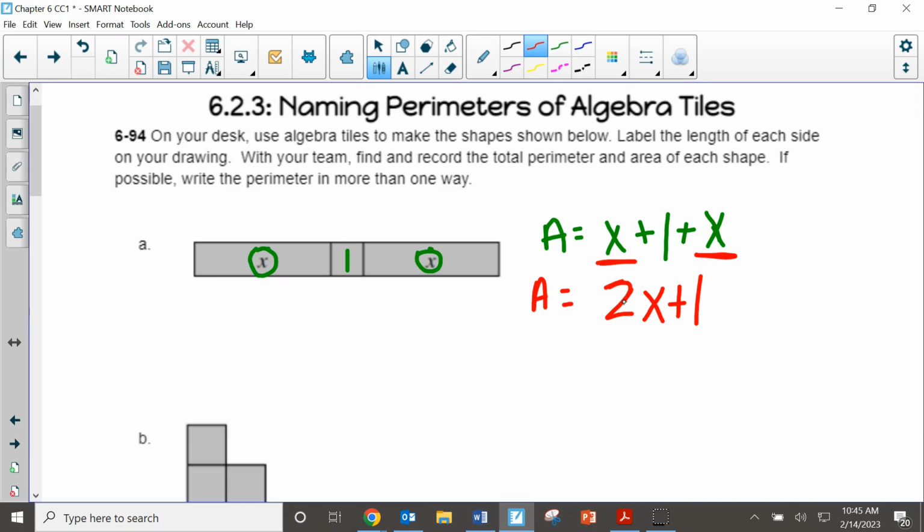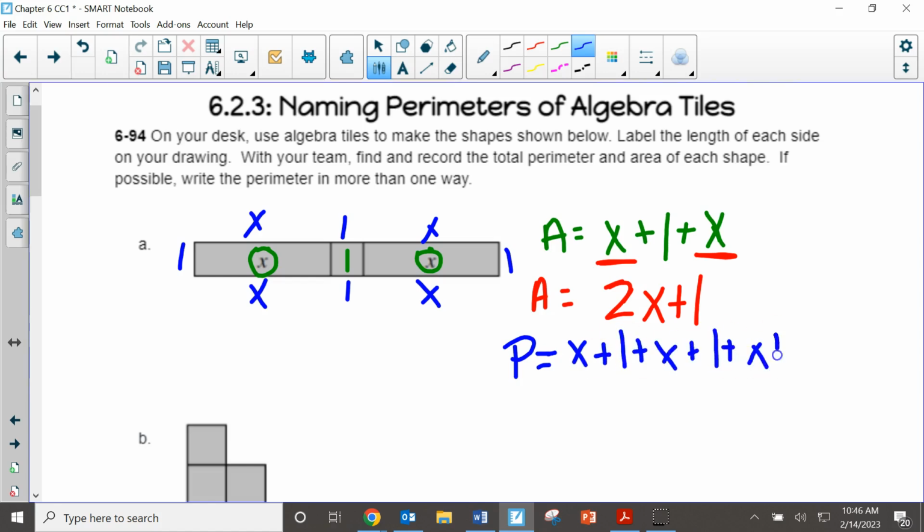Now my perimeter, I've got to add up all my outside lengths. So like we just discussed, this length is x, this length is 1, this length is x, this length is 1, this length is x, this length is 1, this length is x, and this length is 1. So that's what I would add up. I would do x plus 1 plus x plus 1 plus x plus 1 plus x plus 1.